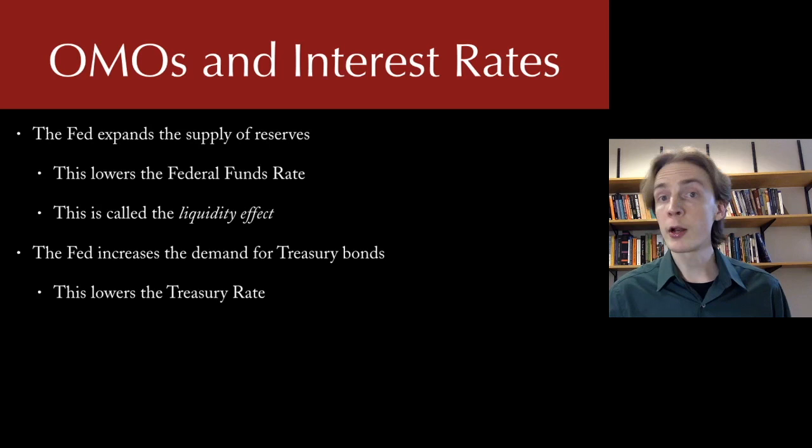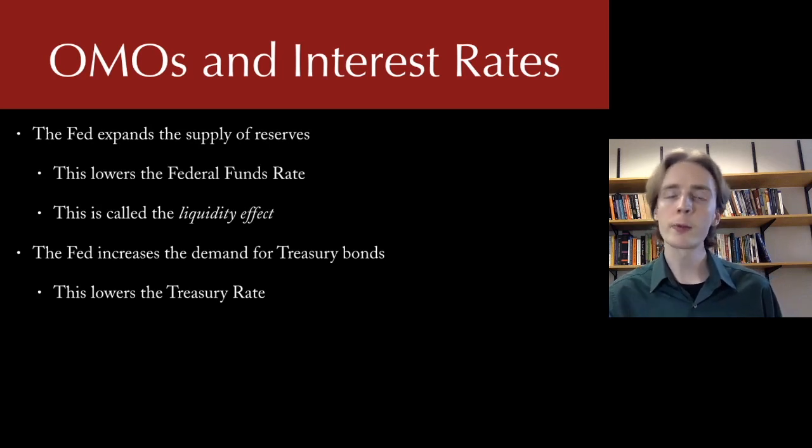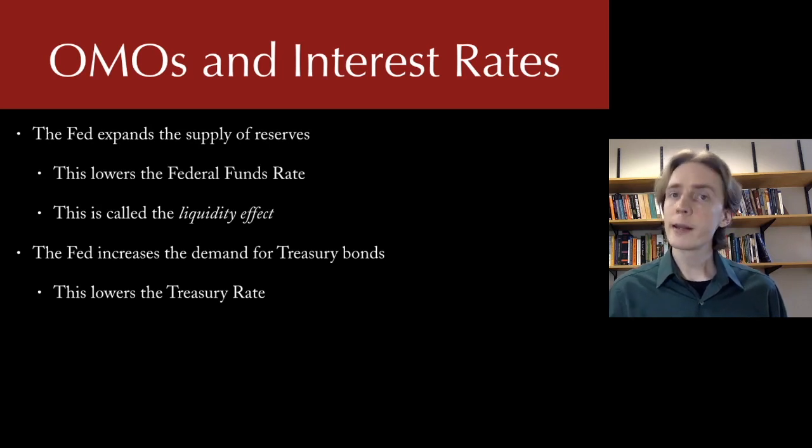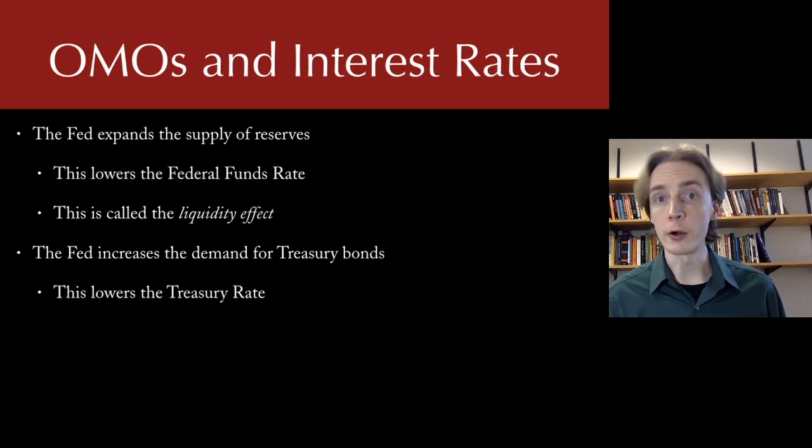So when it buys treasury bonds, it's increasing the demand for those bonds, it's increasing the price of those bonds, and that's going to decrease the return on treasury bonds. So it's going to lower the interest rate on government bonds. Right? And as we saw earlier, this is going to make it cheaper for the government to borrow.